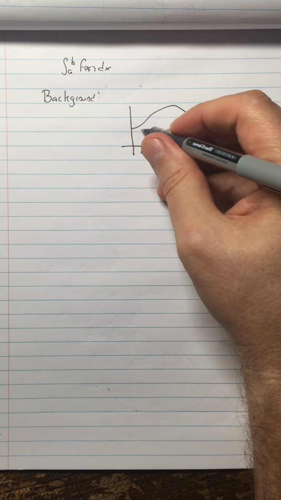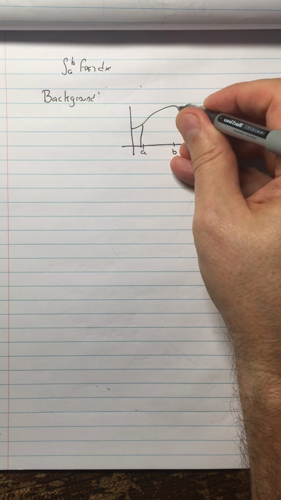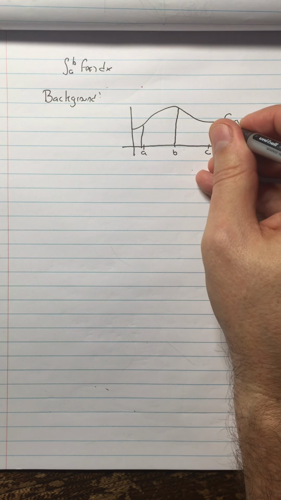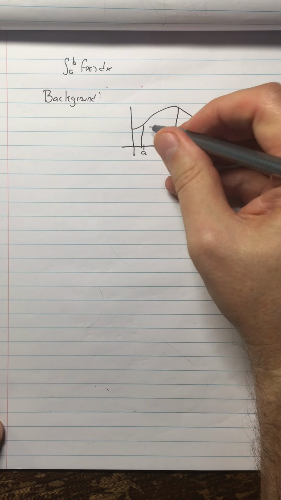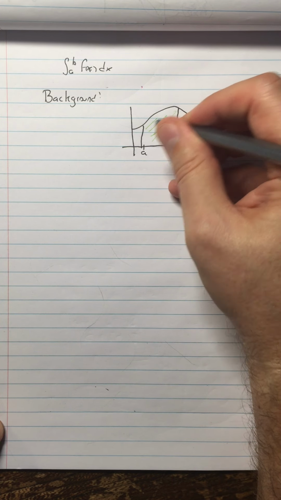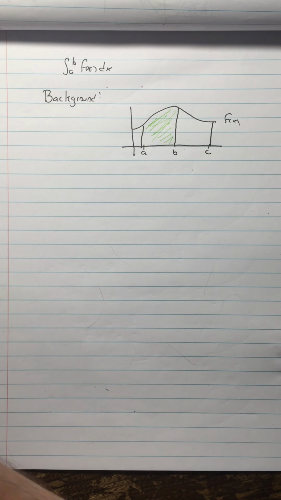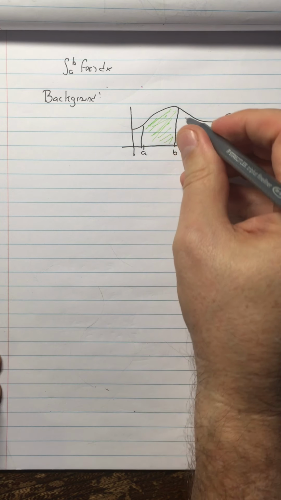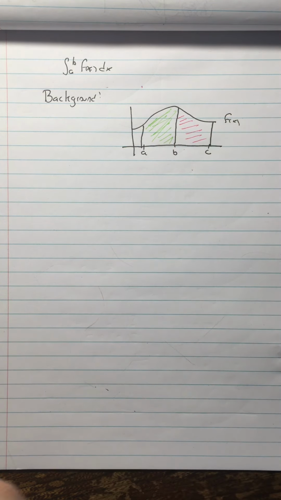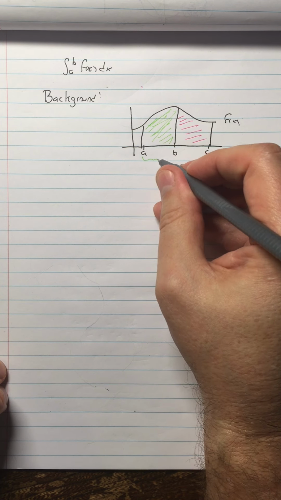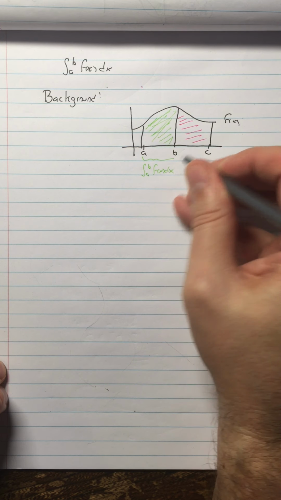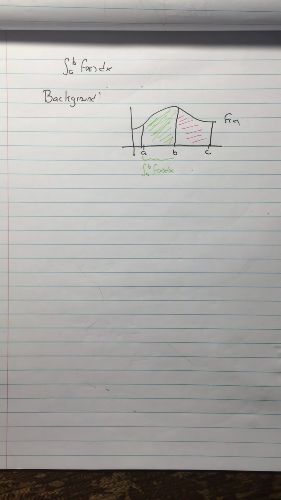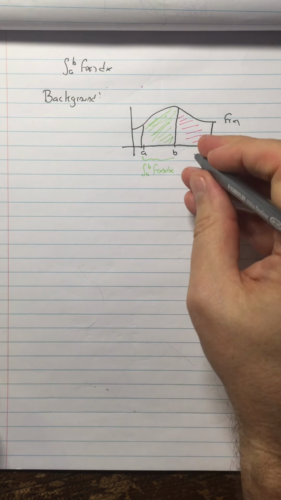So let's say I look at the area from A to B in relation to the area from B to C. The area from A to B, I'm going to make green, and the area from B to C, I'm going to make pink. This area from A to B is the integral from A to B of f of x dx, whatever the function f is. And these are just definitions based on area at this point.